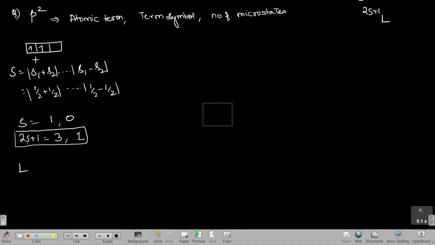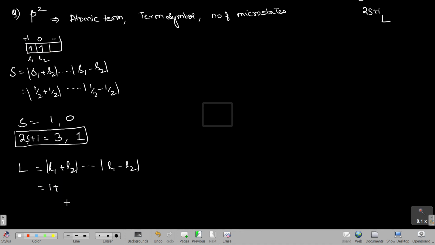Now come to the L value. So the L value is, you have to see here, plus 1, 0, minus 1. So L1 plus L2 up till L1 minus L2. So here L1 is 1 and L2, this is L1, this is L2.